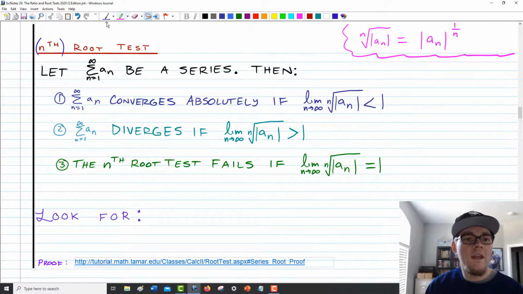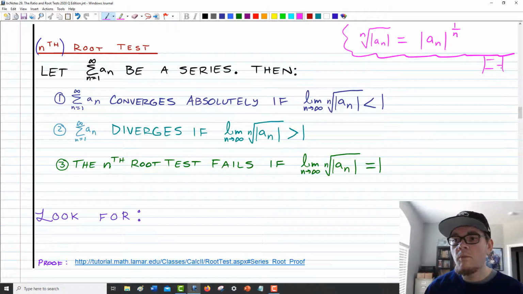I want to make sure you feel comfortable with that notation as well. So it won't always look the same way. It'll often just have the 1 over n. Now, as far as this test, like I said, the conclusion is pretty simple. Basically, what we do is we don't take a ratio of terms.